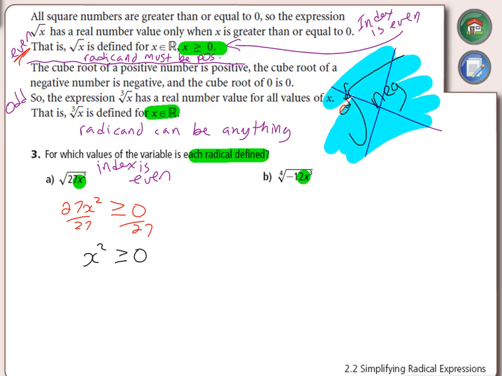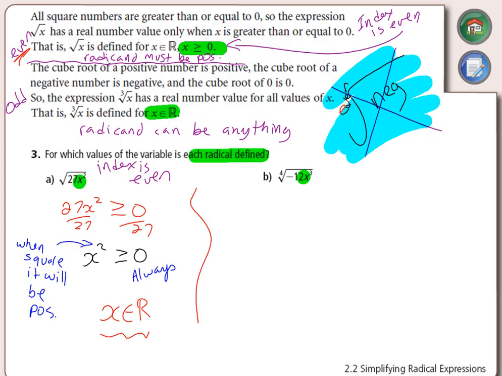But wait a minute. When we square something, it's always going to be positive. So even if I put a negative value in for x, I square it, it's positive, that's greater than 0. This is good to go. That's always going to be the case. Squaring any number is always going to be positive, or greater than or equal to 0. So I can say then x ∈ ℝ. There are no restrictions on that x value because I squared it. Let's try the next one.